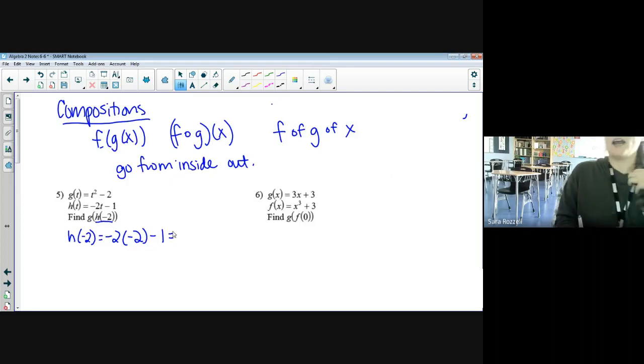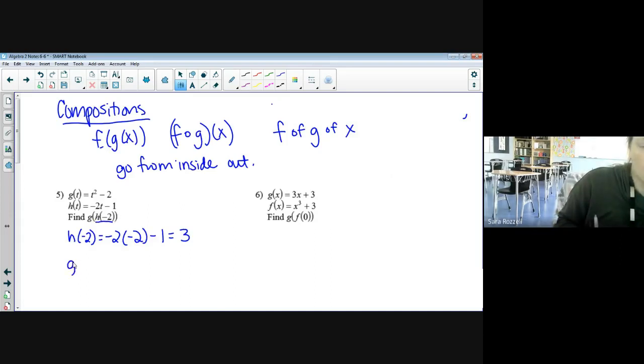Okay, then we're going to see what this is. Anybody think they got it? Hold your fingers up. If you think you know it, what is the answer for this part? And you do it in your head. -2 times -2 is 4. 4 minus 1 is 3. Okay. So h of -2 is 3. So I've done my inside part. h of -2 is 3. So I'm going to replace where I see h of -2 with a 3.